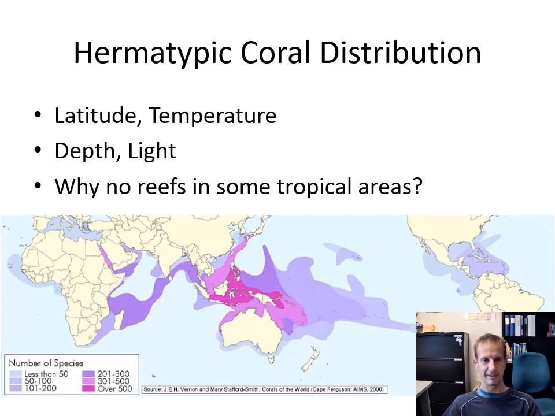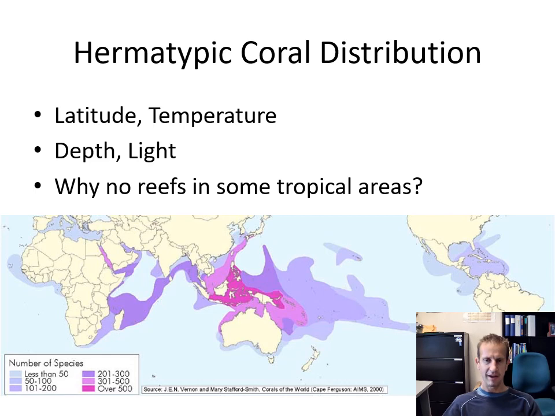As you can see, the Indo-Pacific, what they call the Coral Triangle, north of Australia between the Indian Ocean and the Pacific Ocean, is the most diverse area in the world for corals, as well as for many other marine species like fishes. And we've got a respectable number of corals in the Caribbean, but really compared to the Indo-Pacific, we're nothing.